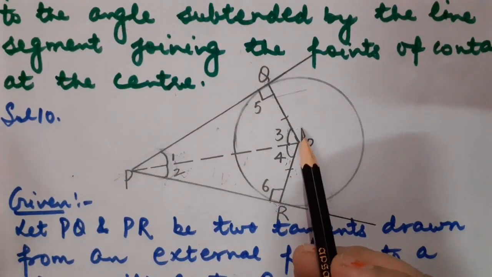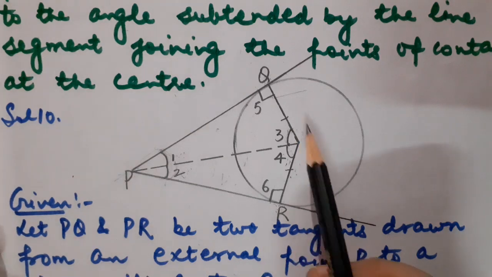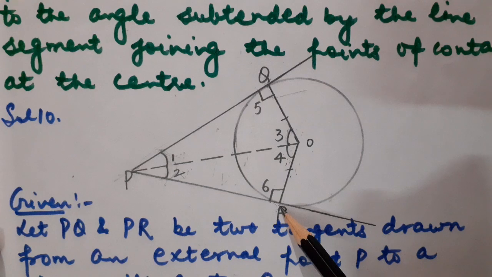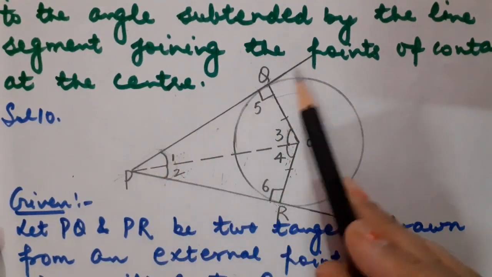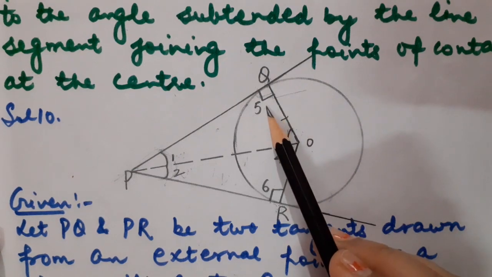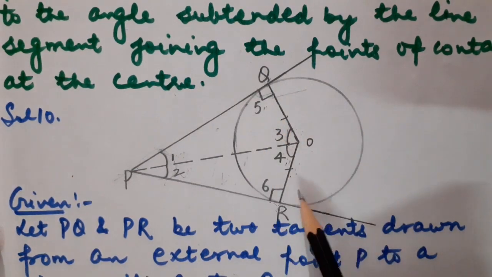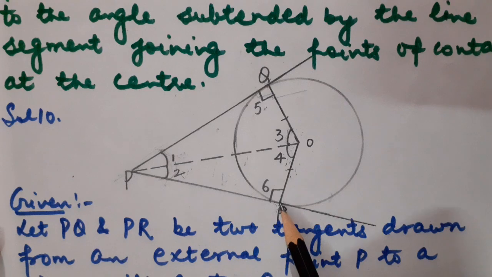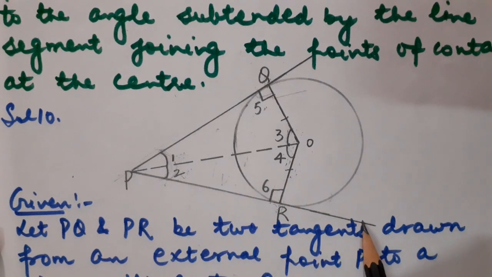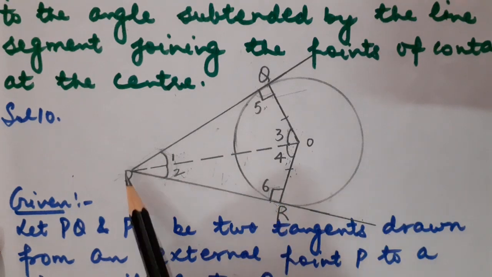Here you know, according to theorem 10.1, that OQ is the radius and OR is also radius of the circle, and radius is perpendicular to the tangent at the point of contact. So what can I say? That angle 5 will be of 90 degree. Similarly, children, here also OR is perpendicular on PR. Why? Because radius is perpendicular to the tangent at the point of contact. So angle 6 will also be of 90 degree.